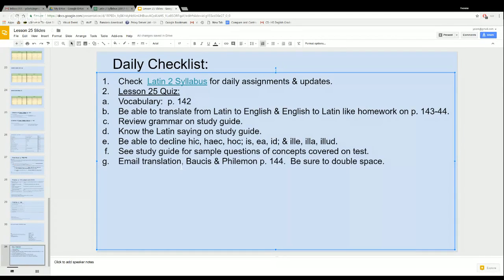And then be sure to email me your translation of our wonderful little Greek myth here, Bacchus and Philemon, which I don't know if you guys remember them. Bacchus is the Greek god of wine. Right. So we're going to see what happens with Bacchus and Philemon. Remember, I had a couple questions on our tests in the past. But anyway, when you do submit it, just be sure to double space it. It makes it easier for me to put little comments in the margins and kind of guide your translations.